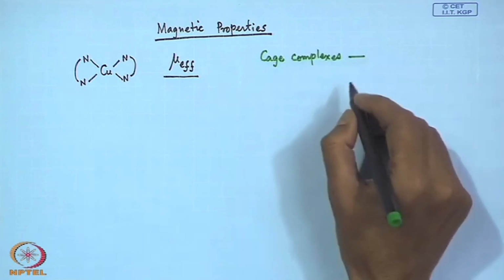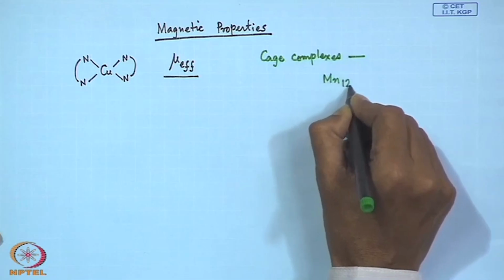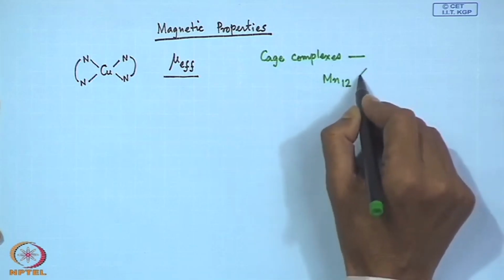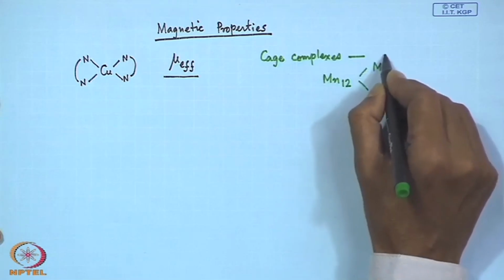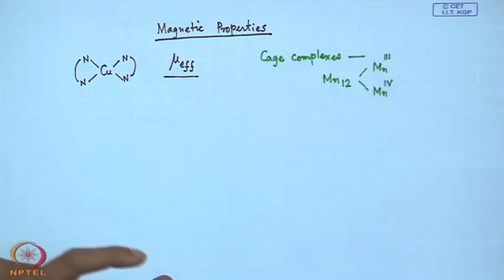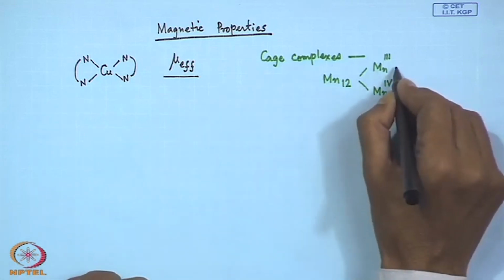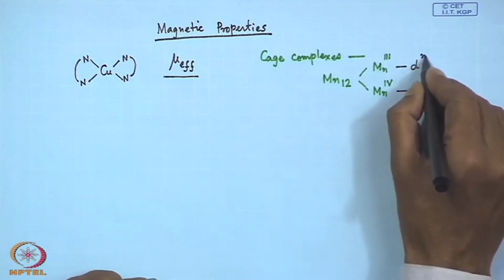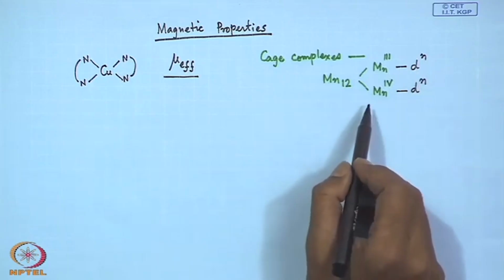where a large number of metal ions are there, the most well-studied example is a compound containing 12 manganese ions, and not only 12 manganese ions, but the manganese ions are present in two different oxidation states, manganese 3 and manganese 4. As a result, we can have some good idea, depending upon the corresponding d electron configurations, that means the dn values, of the number of unpaired electrons present in manganese 3 and manganese 4.